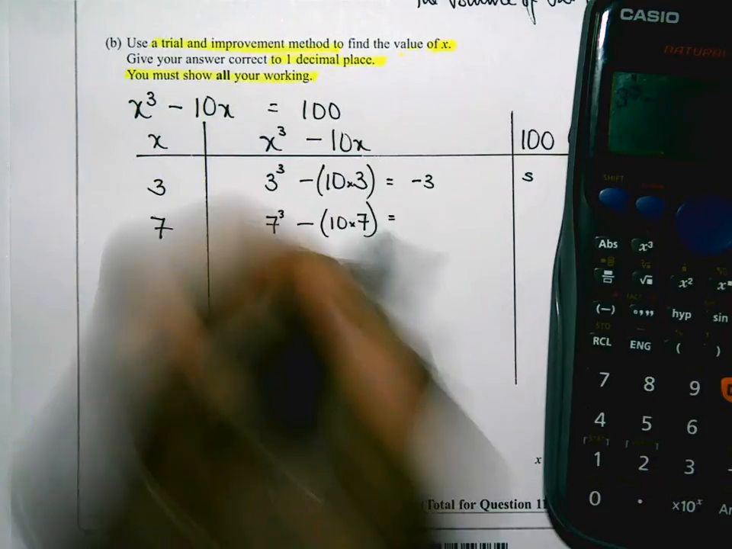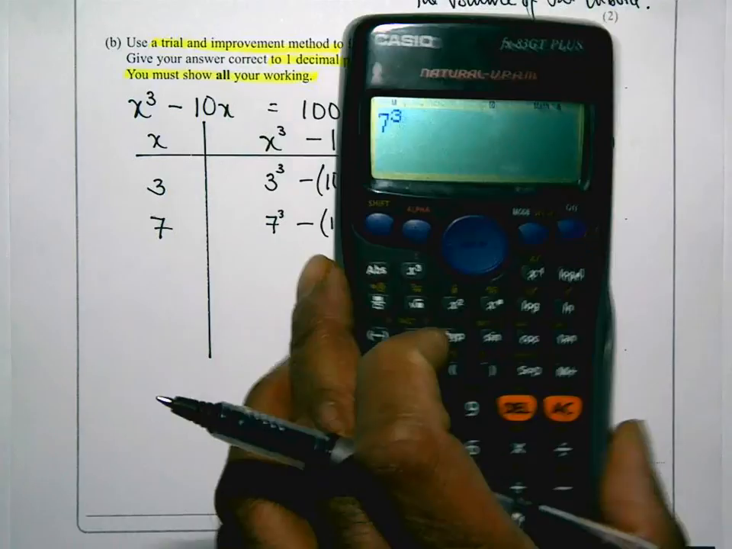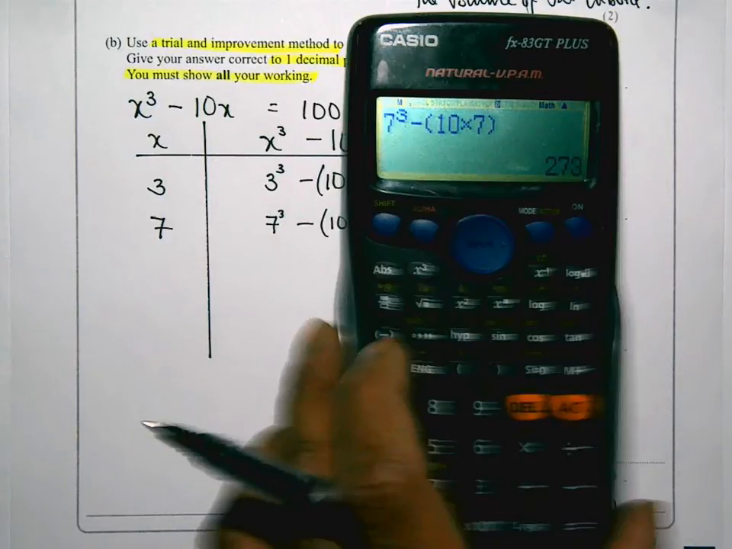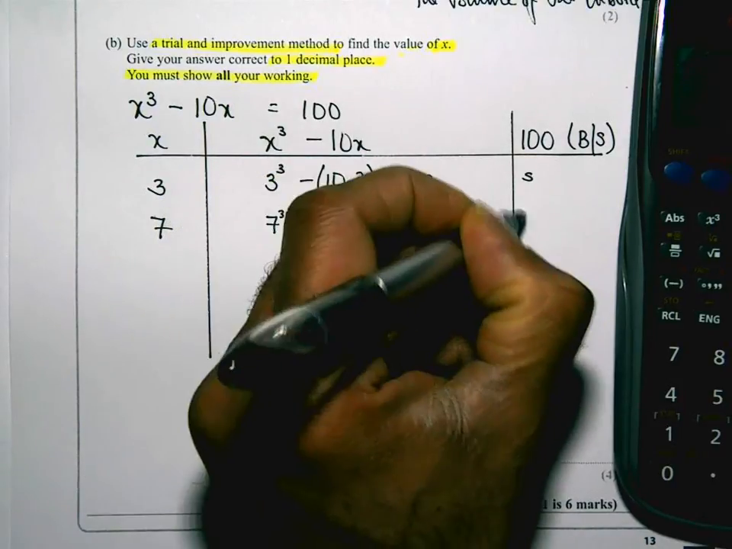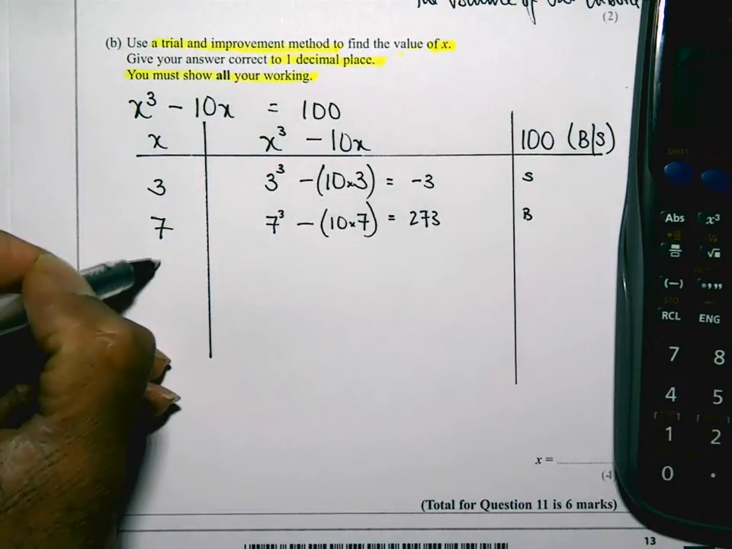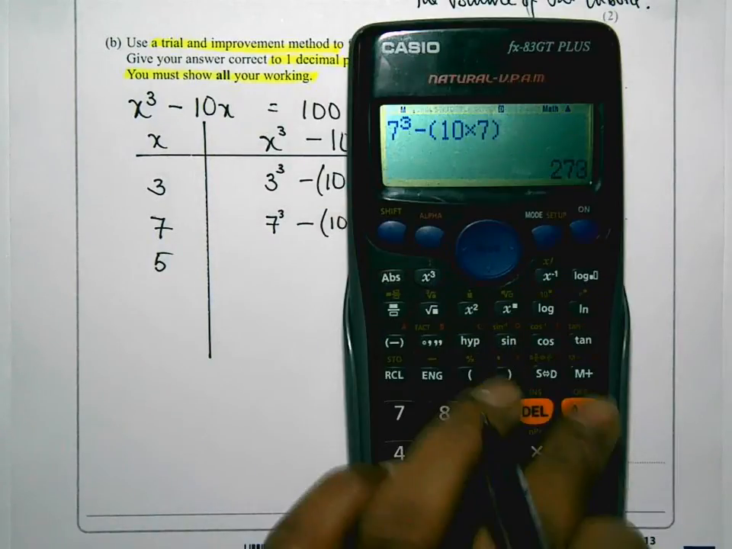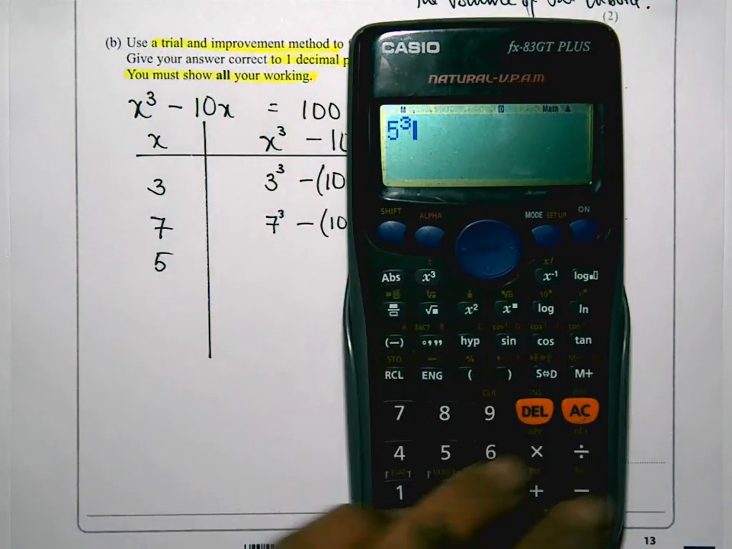So 7 cubed take away, and in brackets 10 times 7. I've got something much larger now, 273. That's definitely too big. So I'm going to try 5 this time, and let's see what that gives me. 5 cubed take away 10 times 5.